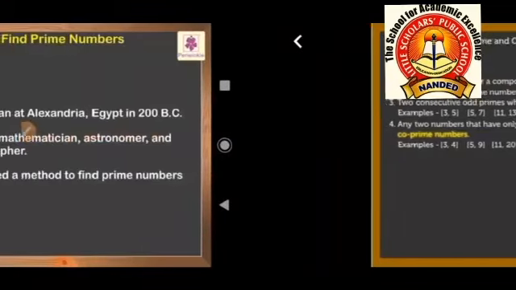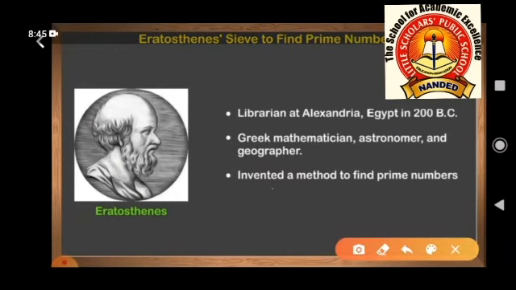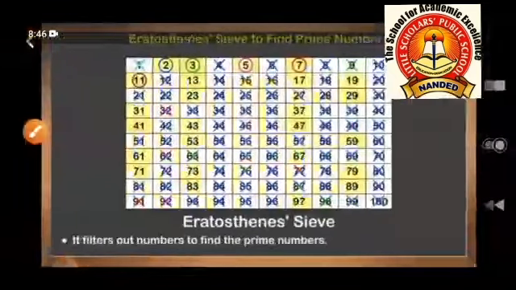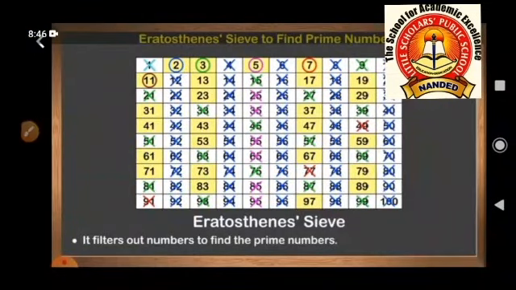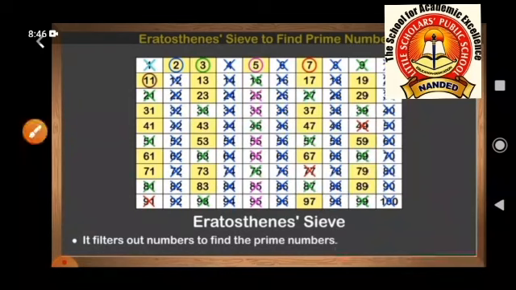So let us see how to find out the prime numbers, using the Sieve of Eratosthenes. Eratosthenes, a librarian at Alexandria, Egypt in 200 BC, a Greek mathematician, astronomer and geographer, invented a method to find the prime numbers. This is extra for your understanding. So what is that method? The Eratosthenes sieve method. It filters out numbers to find the prime numbers.